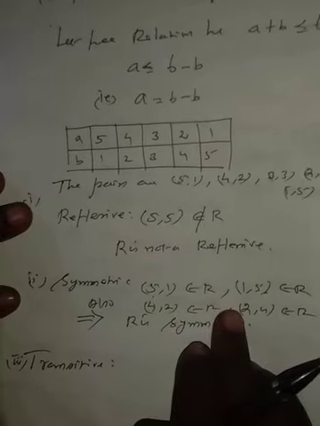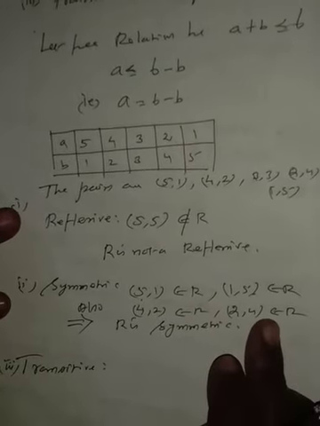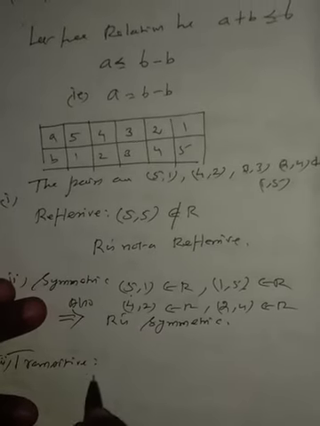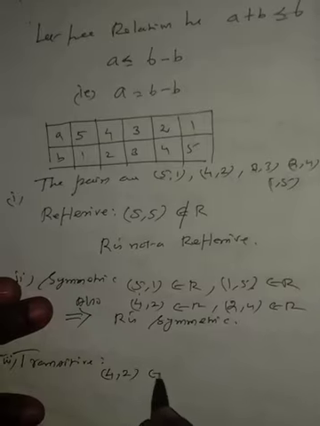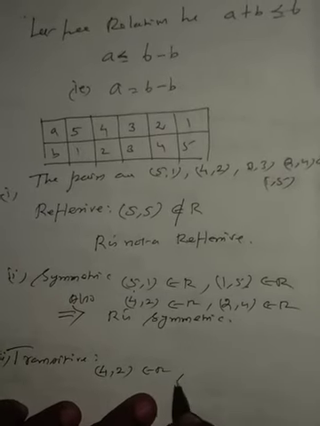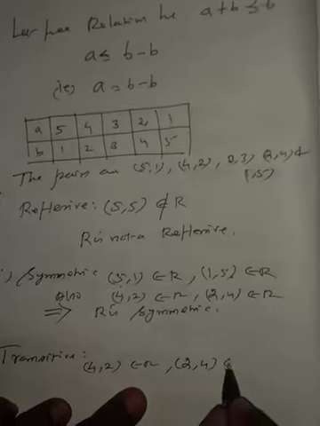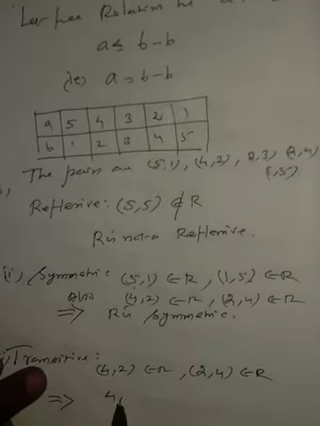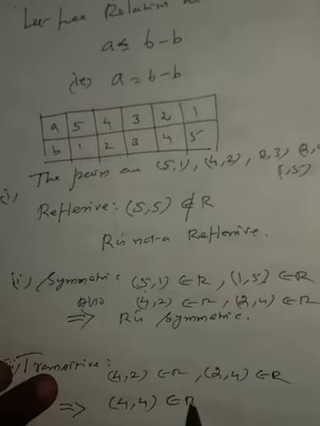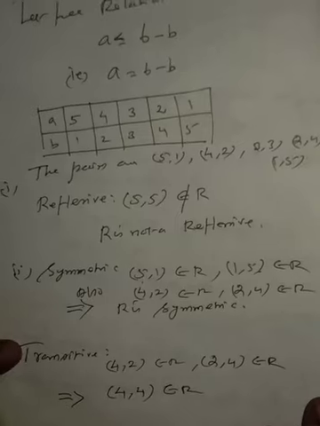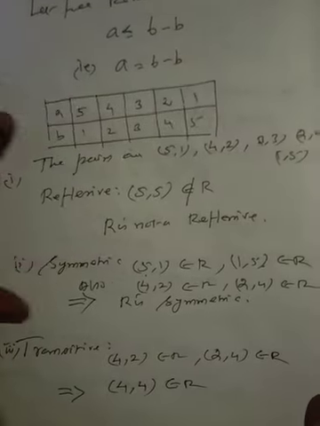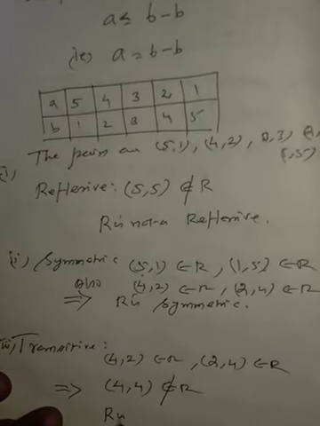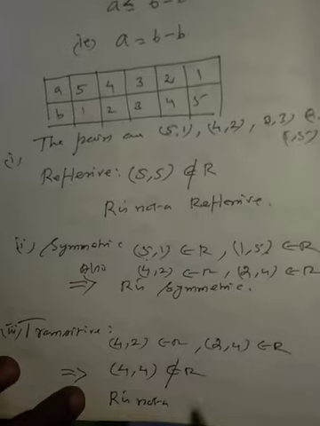A related to B, B related to C, then A is related to C. This is the condition. First we take 4, 2. 4, 2 belongs to R. Next 2, 4 belongs to the relation. This implies 4, 4 should belong to R, then it is transitive. But 4, 4 does not belong to R. Therefore R is not transitive.